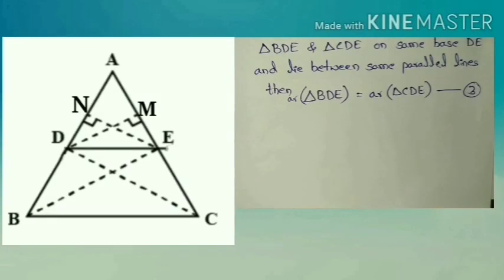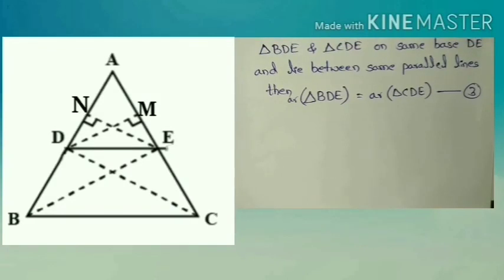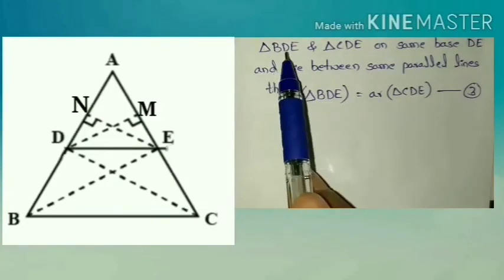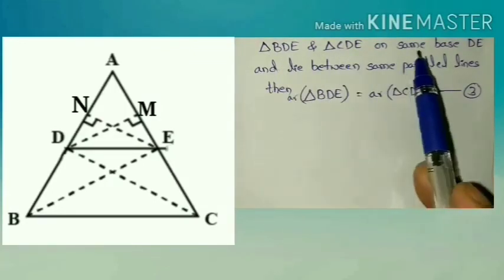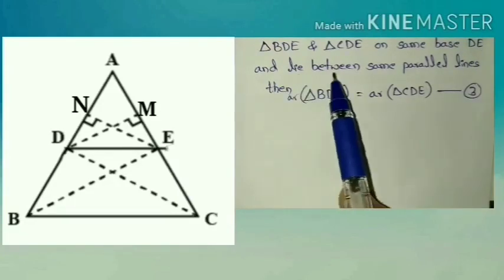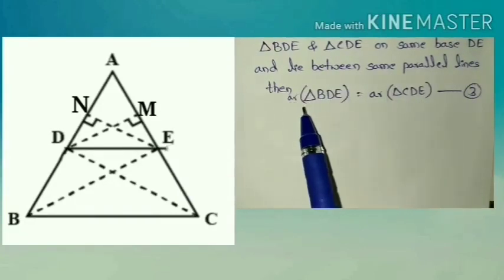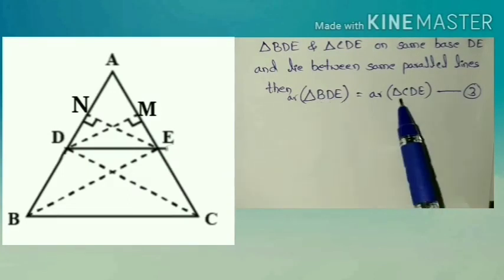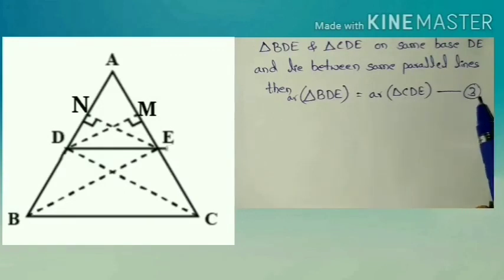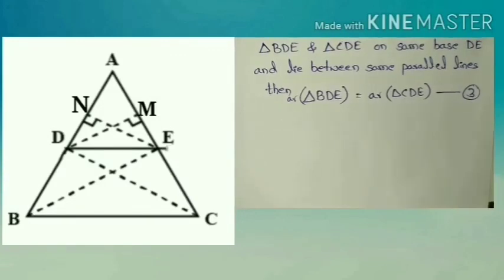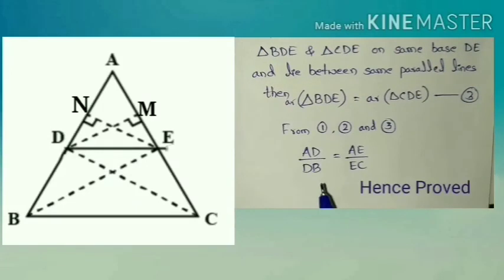We studied in 9th class that if two triangles are on the same base and lie between the same parallel lines, then they have equal area. Similarly here, triangle BDE and triangle CDE are on the same base, that is DE, and lie between the same parallel lines, so their areas are equal. So area of BDE equals area of CDE, that is equation number 3. From equation numbers 1 to 3, we get AD by DB equal to AE by EC. Hence our theorem is proved.